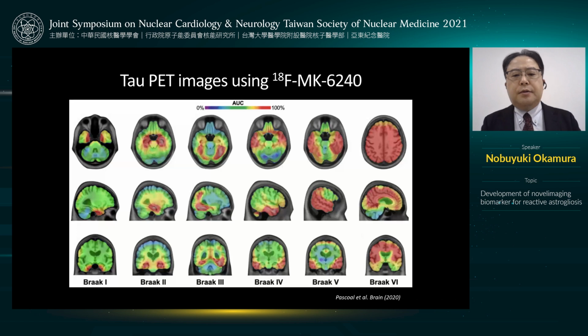Flortaucipir, the first generation tau tracer, is reported to be not sensitive to early tau pathologies. In contrast, MK6240 is highly sensitive to early to moderate stages of tau pathology in AD. Because this tracer has a sub-nanomolar binding affinity to PHF tau, higher binding affinity than the other tracers.